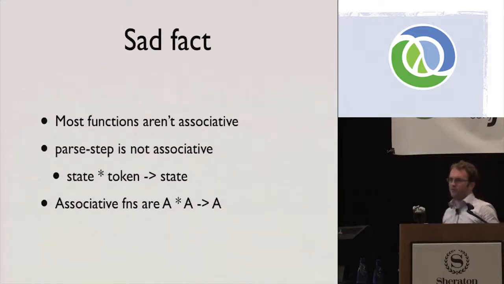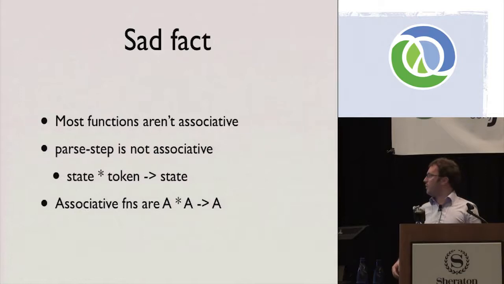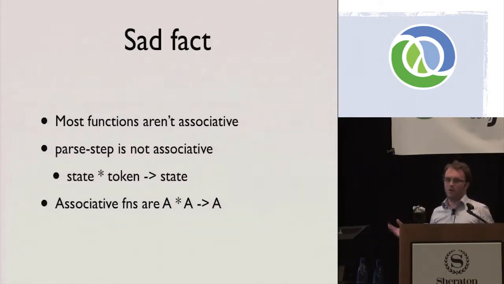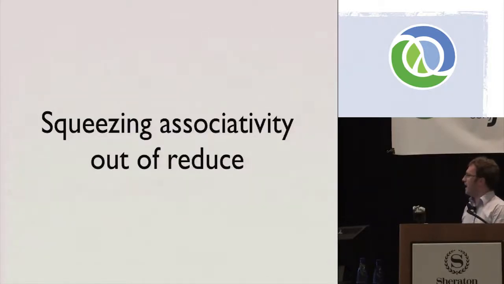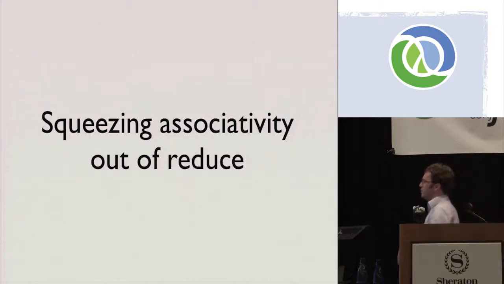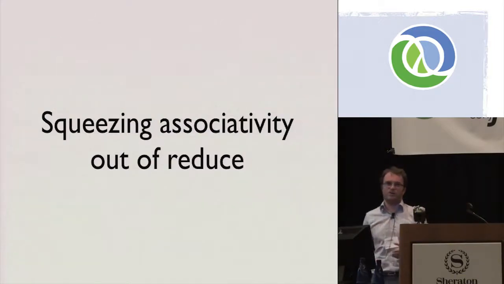But sadly, most functions are not associative. And a parser, by definition, has no chance of being associative because a parser takes a state and a token or a piece of characters and returns another state. An associative function needs to have everything of the same type. But I stay determined to squeeze some associativity out of this reduce.